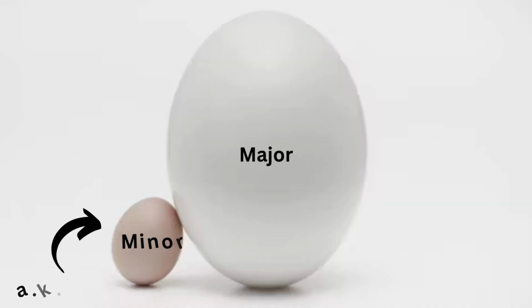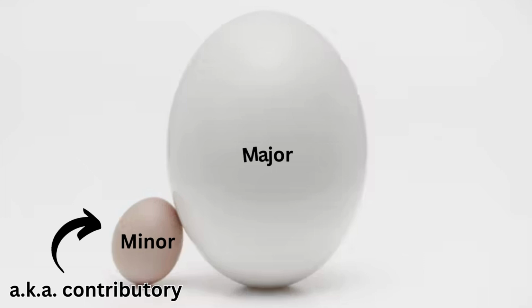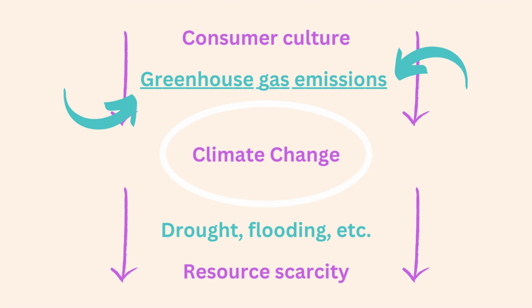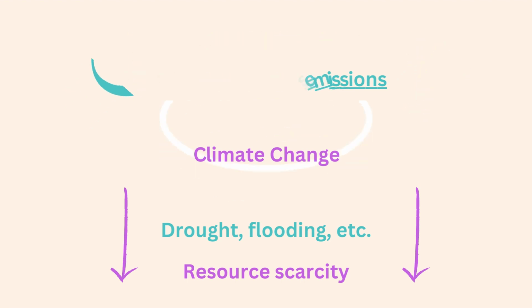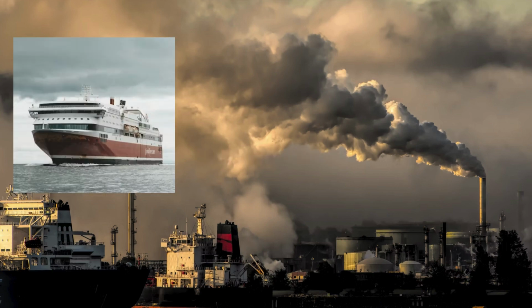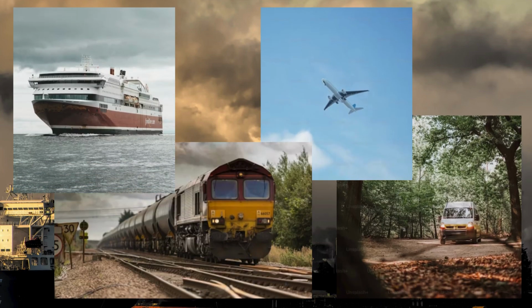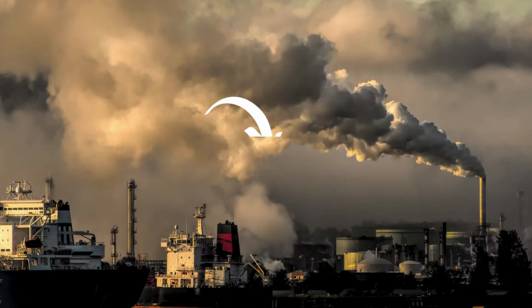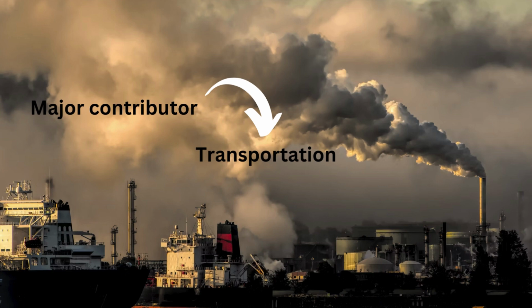Let's consider next major and minor or contributory causes and effects. In order to assess some major or minor contributors, let's break down this node in our web and ask how we use fossil fuels to power our lives. The Environmental Protection Agency reports that transportation, burning fuels for our cars, trucks, ships, trains, and planes, generates the most greenhouse gases. In other words, transportation is a major contributor.